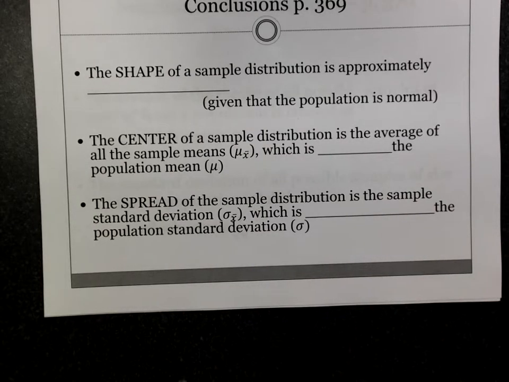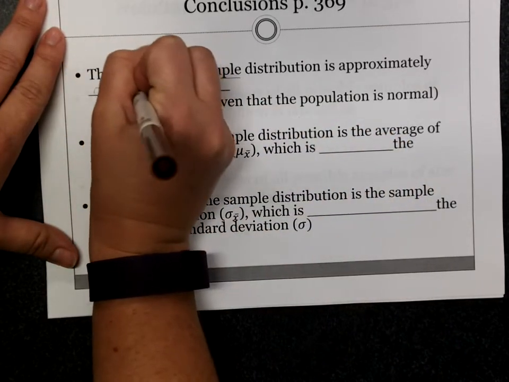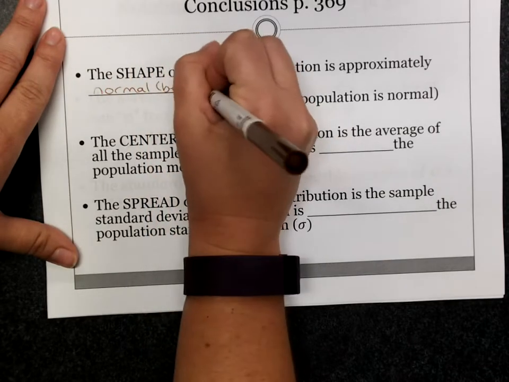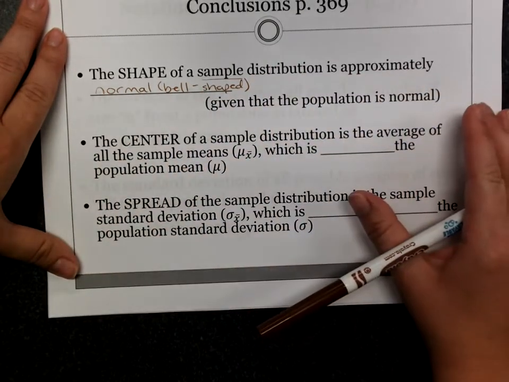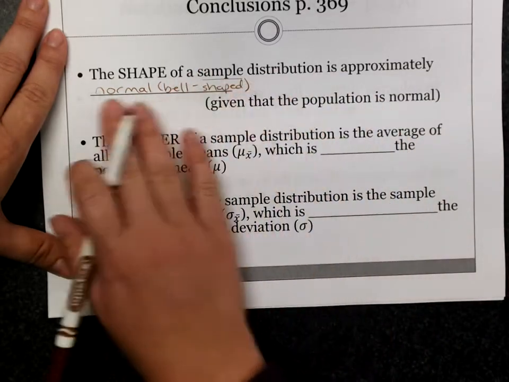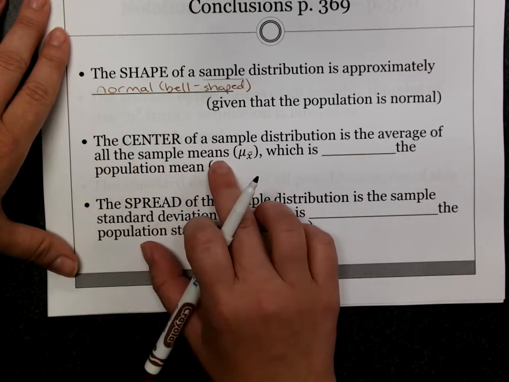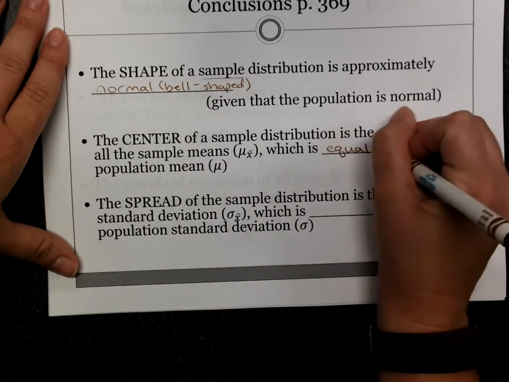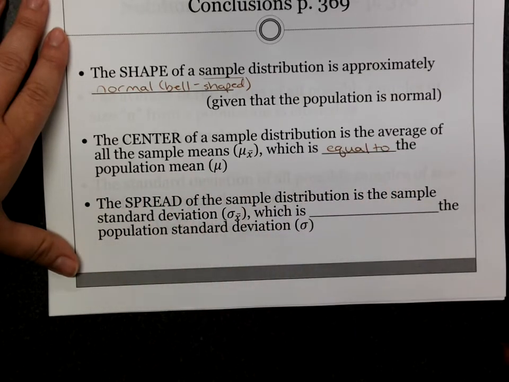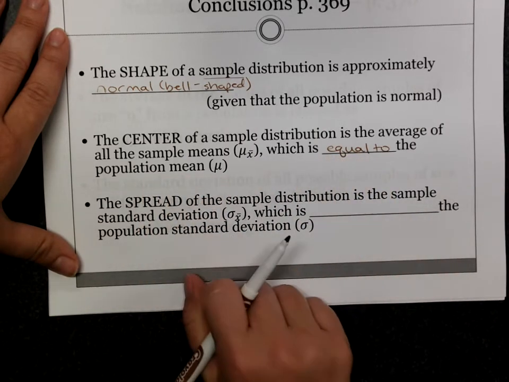So there are some conclusions we can come to about sampling distributions. The shape of a sampling distribution is approximately normal or bell-shaped. We talked about normal in Chapter 7. Normal or bell-shaped, given that the population is normal. So if I look at the histogram of the entire population and it's bell-shaped, then when I take samples, they're also going to be bell-shaped. The center of a sampling distribution is the average of all those sample means. So if I averaged up all those sample means, it would be equal to the population mean. So each individual sample mean will be a little different, but if I take all of the samples and average those all together, I would be exactly equal to the population mean.